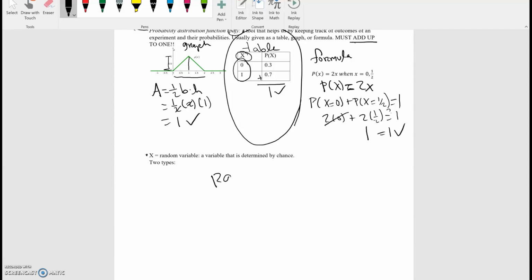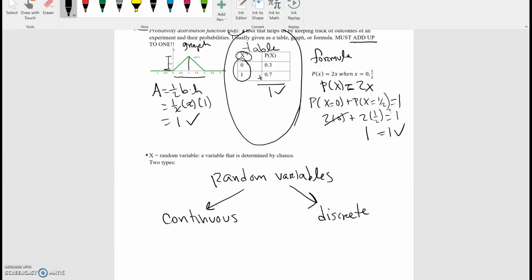So there are 2 different types of random variables. I'm going to write random variables here. The first type is continuous. So we can have continuous random variables, or we can also have discrete random variables. It really depends. Continuous random variables can take on any numbers.